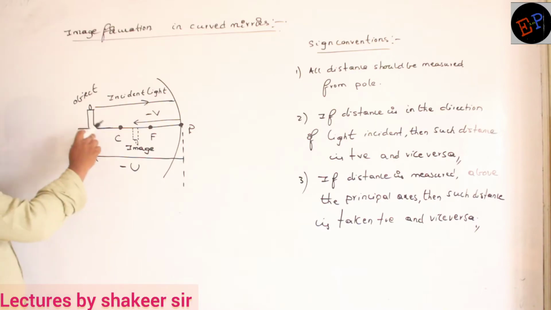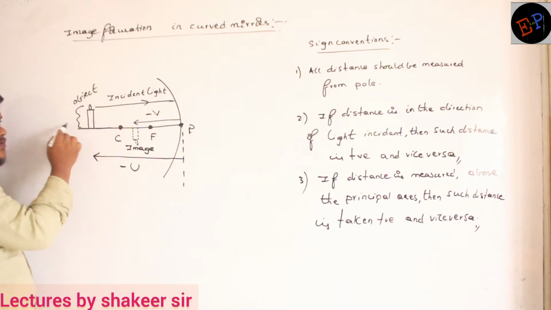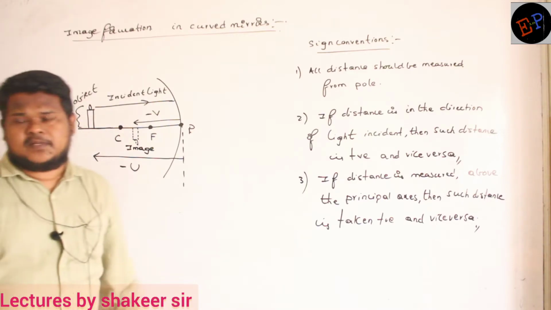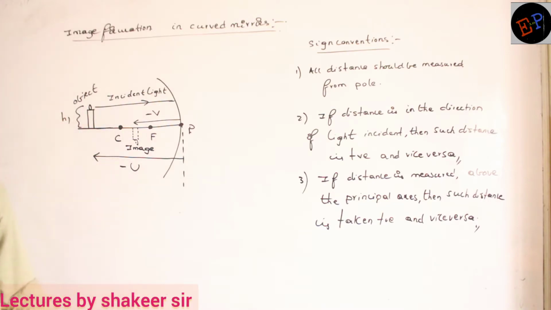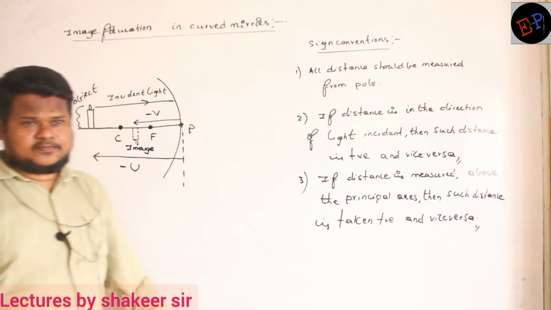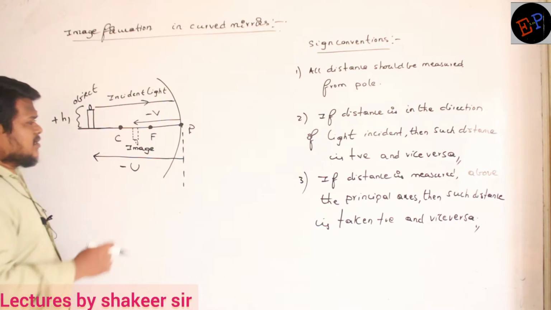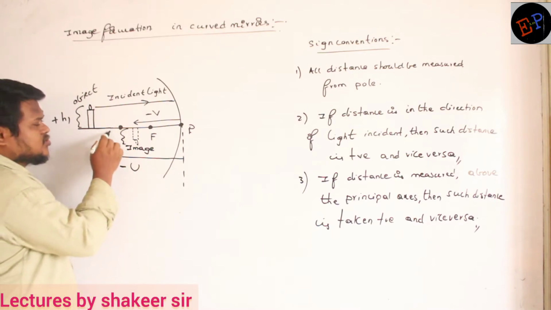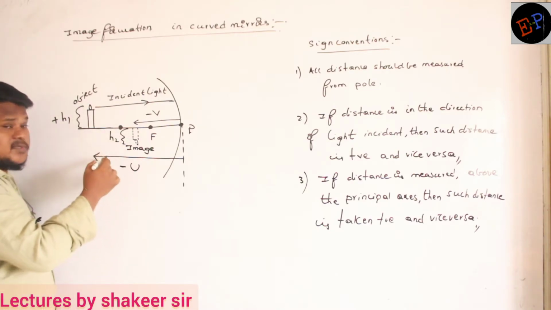Now if I want to measure the height of this object above the principal axis, it has a height of h1. Plus h1 or minus h1? Plus h1. Why plus h1? Because it is above the principal axis, this height should be taken as plus h1. Similarly, if I want to measure the height of this image, let us consider the height is h2. Now the question is, plus h2 or minus h2?